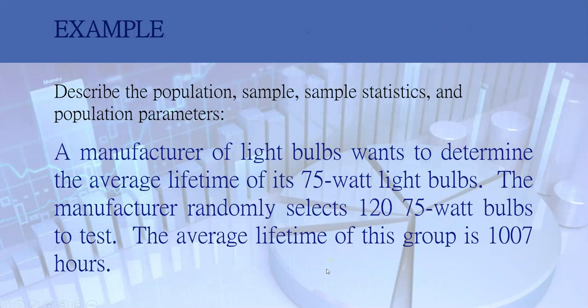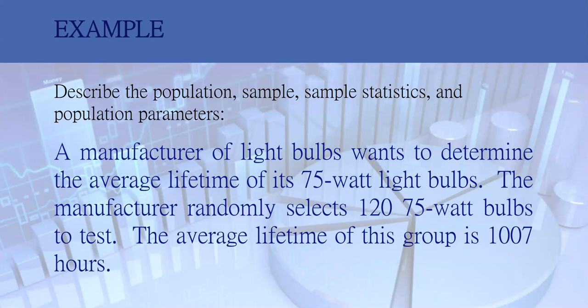So here's the situation that is being done, and they want you to talk about what is the population, what is the sample, what are the sample statistics, and what would be the population parameters in this scenario. So a manufacturer of light bulbs wants to determine the average lifetime of its 75-watt light bulbs. The manufacturer randomly selects 120 75-watt light bulbs to test. The average lifetime of this group is 1,007 hours.